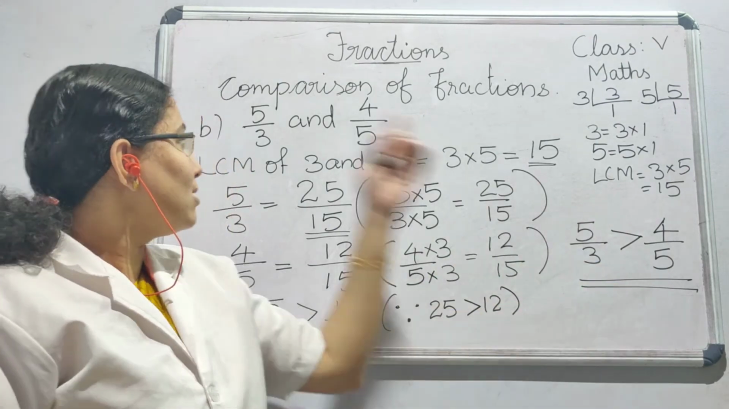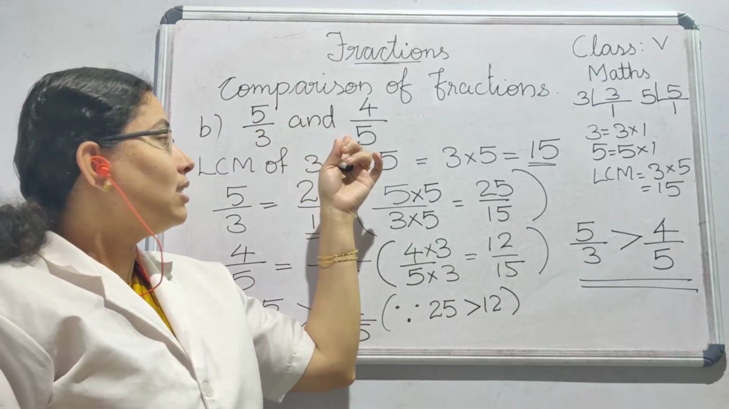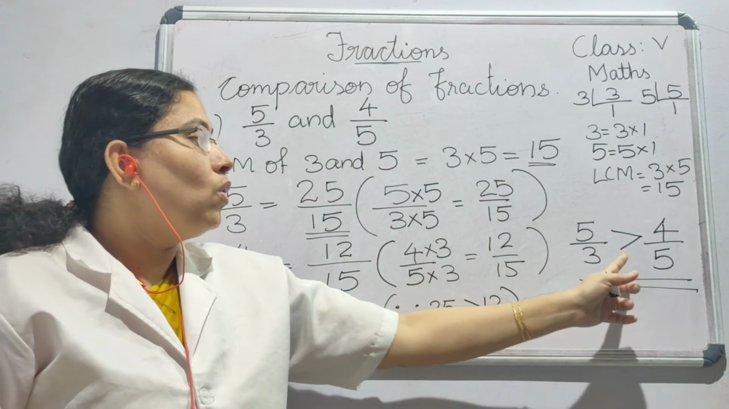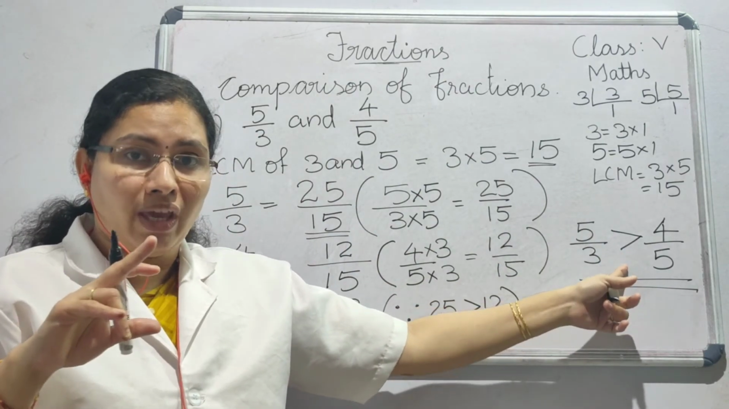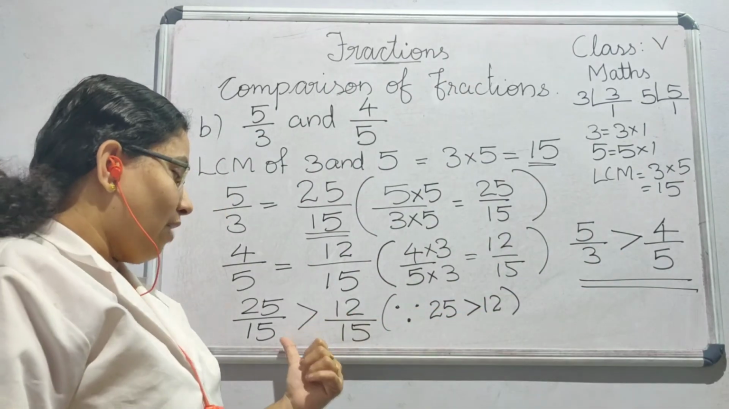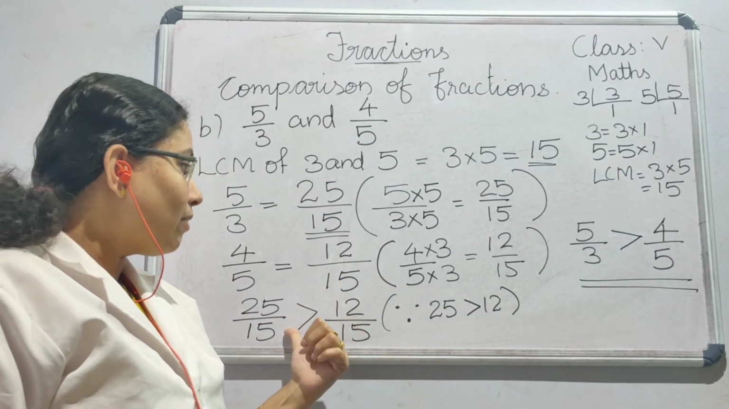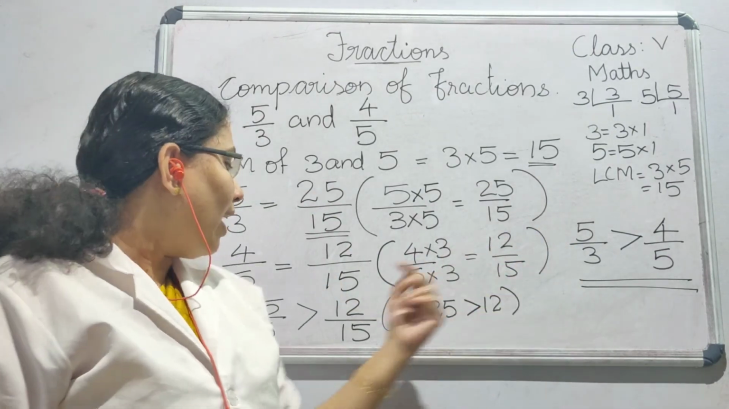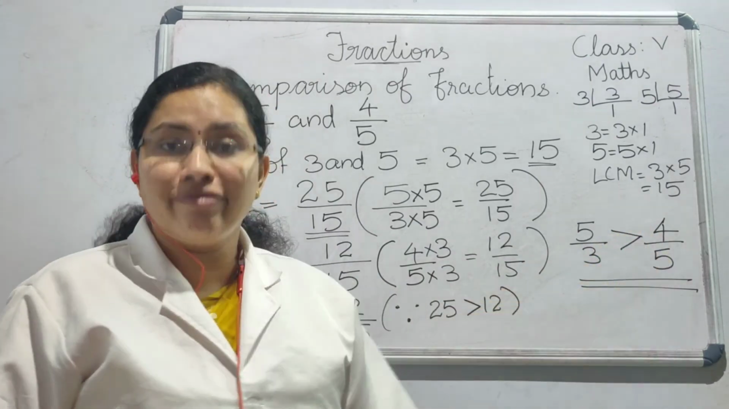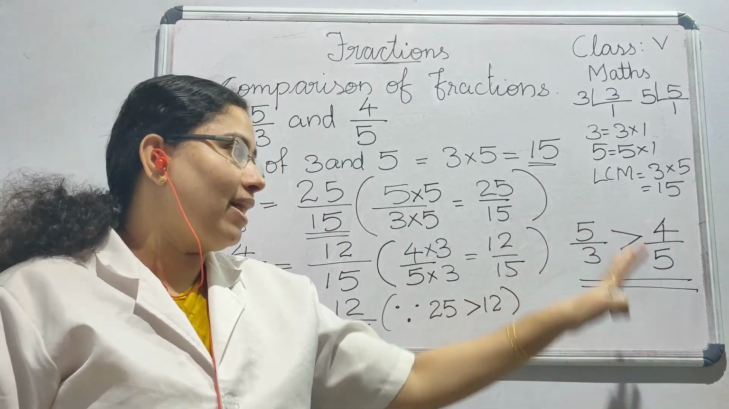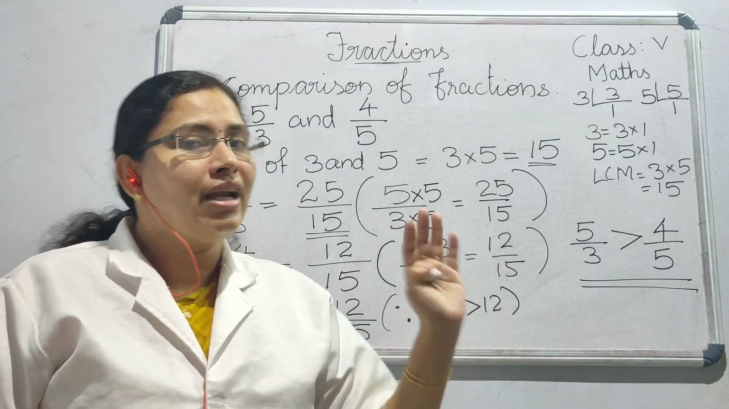So when you write the answer, you have to convert again into the question. Don't just write 25 by 15 is greater than 12 by 15. So which is that 25 by 15? That is 5 by 3. And 12 by 15 is 4 by 5. So you have to write 5 by 3 is greater than 4 by 5.